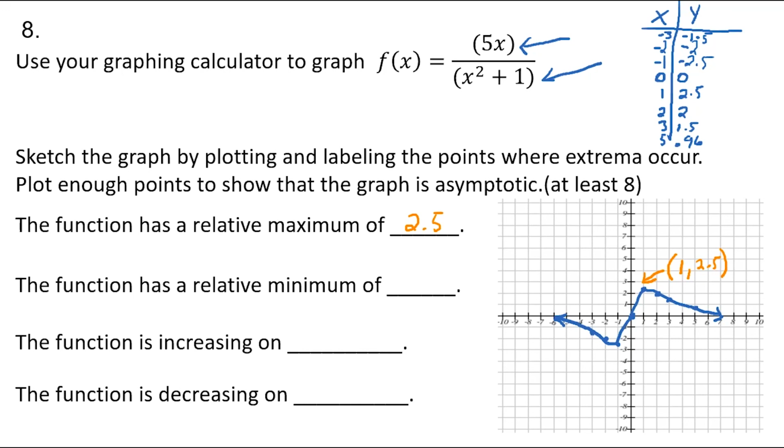And I do the same thing over here by observation. I observe that somewhere over here, this looks to be the lowest point in this area. So that looks like my relative min. And again, using the minimum feature on my calculator, I get negative 2.5, and that occurs when I plug in negative 1.